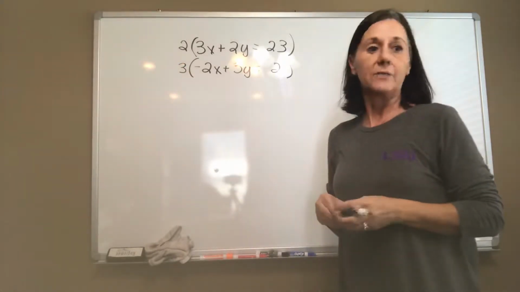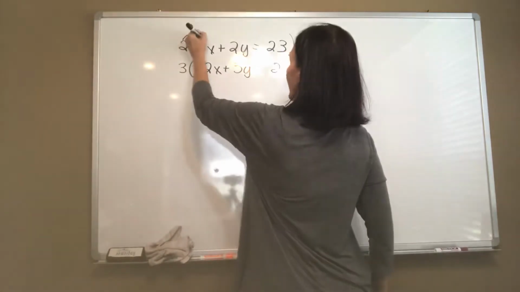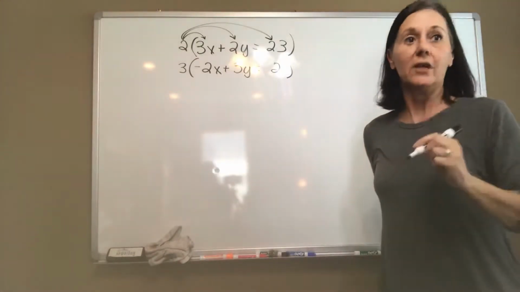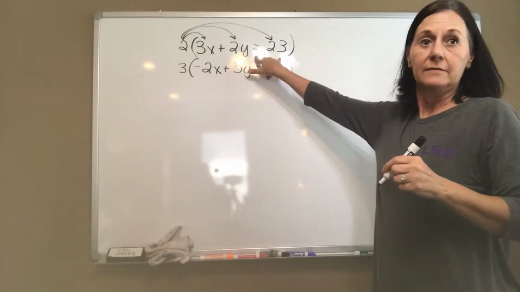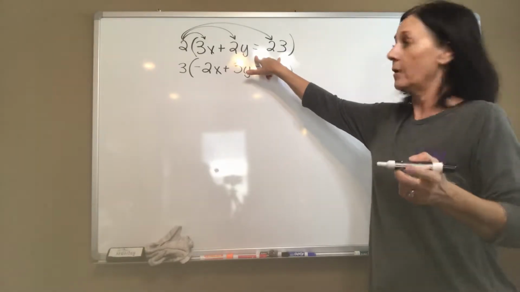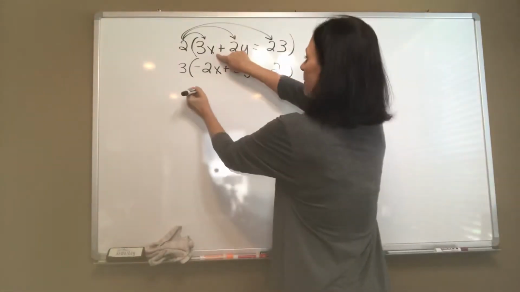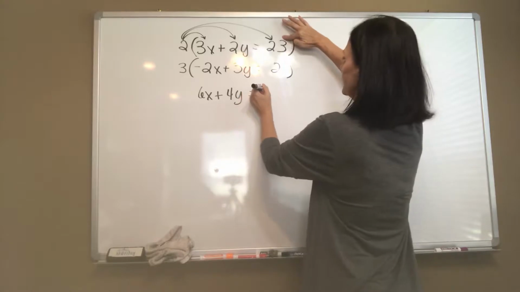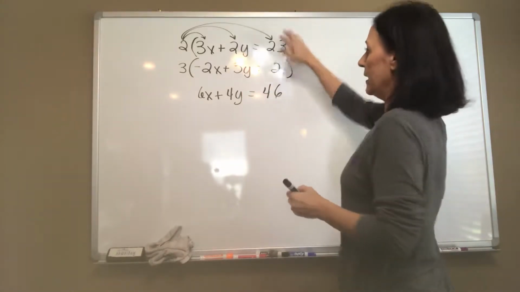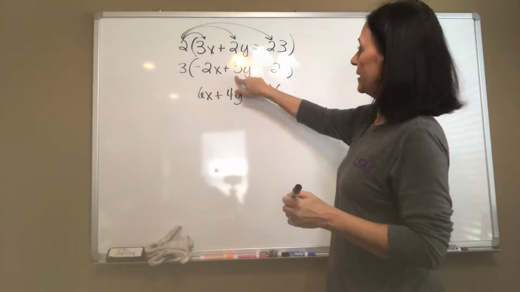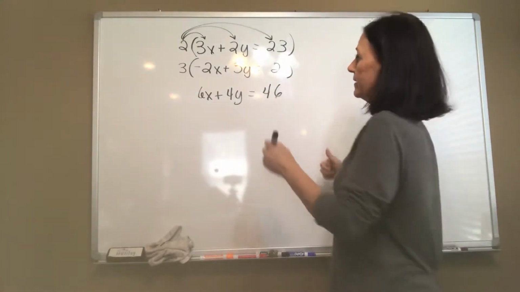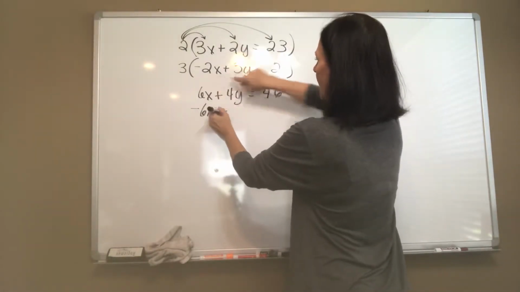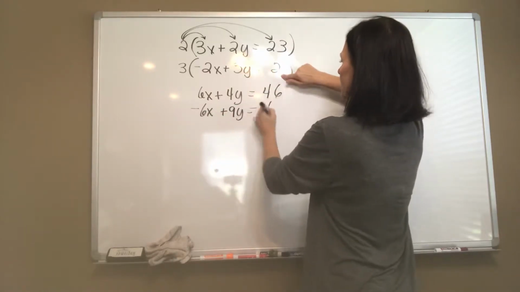All right, now here's where mistakes are made. This 2 and the 3 have to be multiplied to every term in the equation. Every term. Even on the other side of the equal sign. If you don't, you change the value of the equation. All right, so multiplying through, we have 6x plus 4y equals, what is that, 46? Same thing with the 3. The 3 has to be distributed, multiplied to every term in the equation. And I end up with -6x plus 9y equals 6.